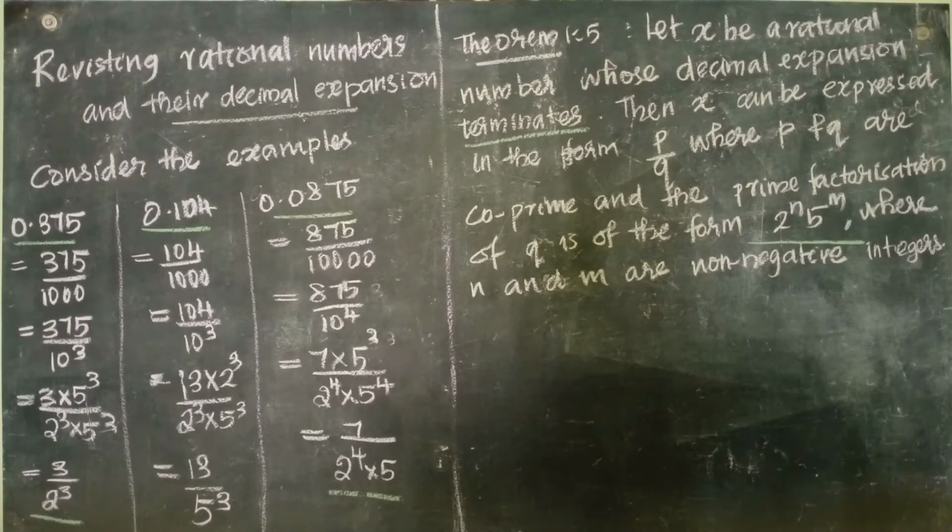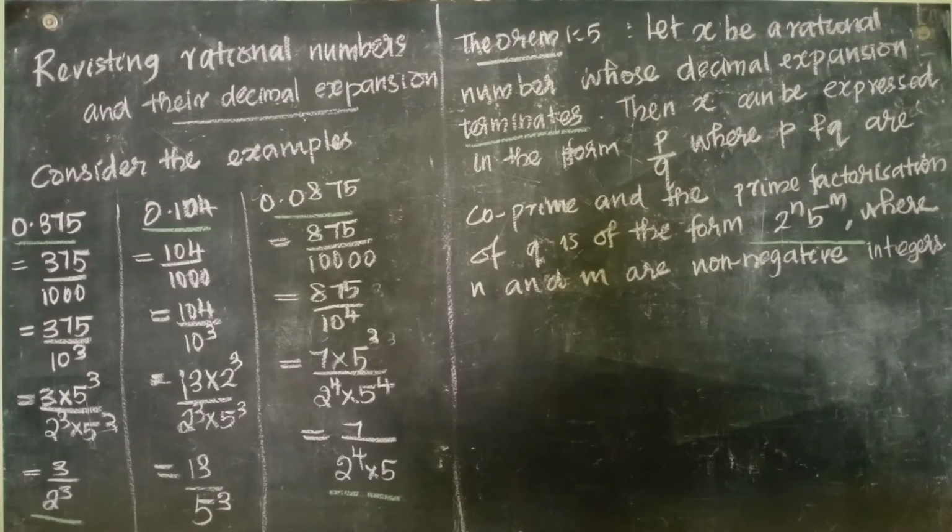Today we are going to discuss the topic revising rational numbers and their decimal expansion. In class 9 you have studied that irrational numbers have either a terminating decimal expansion or a non-terminating repeating decimal expansion. In this section we are going to consider a rational number say p by q, q not equal to 0, and explore exactly when the decimal expansion of p by q is terminating and when it is non-terminating repeating.